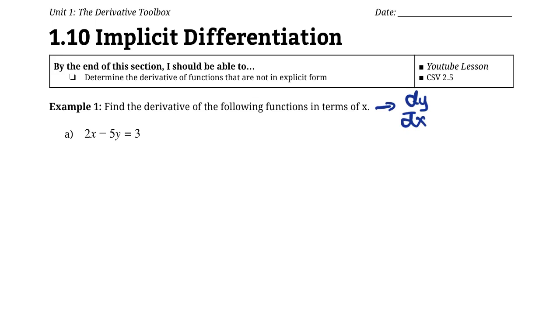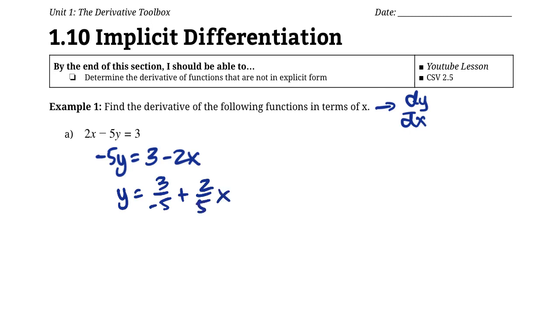So to do that, I'm just going to do a quick rearranging. Negative 5y equals 3 minus 2x. Then let's isolate that y by dividing everything by negative 5. So y equals 3 over negative 5, and then minus 2 over negative 5, I'm just going to change that to plus 2 over 5x, essentially is what we're going to get.